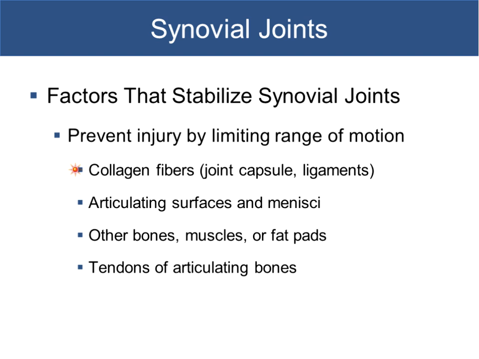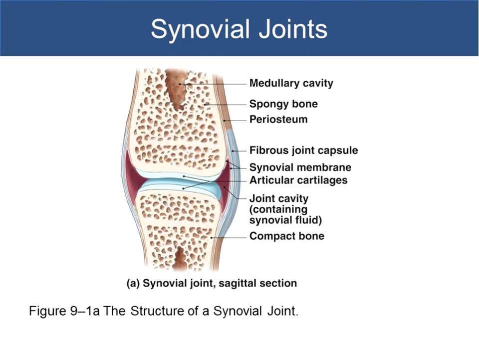So the collagen fibers in the joint capsules and those ligaments and those tendons, they only allow the joint to be so flexible, to only have so much movement. The articulating surfaces, the meniscus, other bones, muscles, fat, tendons, all of those accessory structures that we talked about in the previous slide, they're all entities designed to give the joint some flexibility, but also, more than anything, to give it some support and prevent the joint from repeated injuries because the range of motion has been somewhat limited.